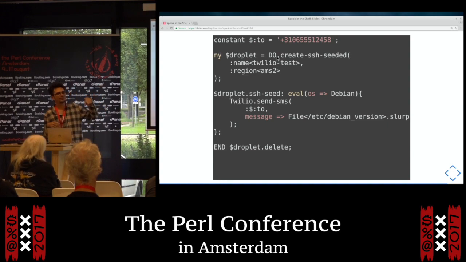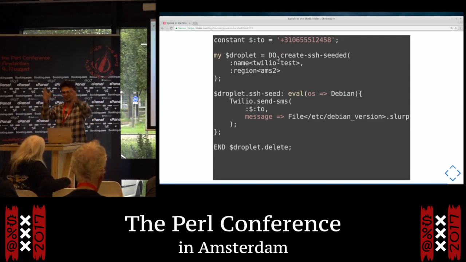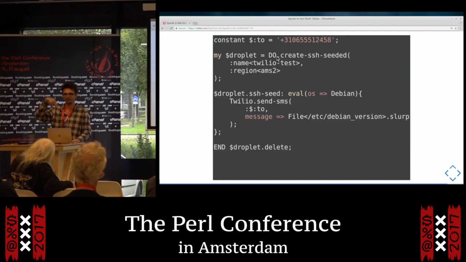Except what I've done is, because Spook allows you to compile shell scripts, you can write a shell script that runs at boot time. And what I do is this create SSH seeded. It actually seeds the SSH public key and private key into the virtual machine, so I know what I can trust before I start SSHing into it, which I think is pretty handy.